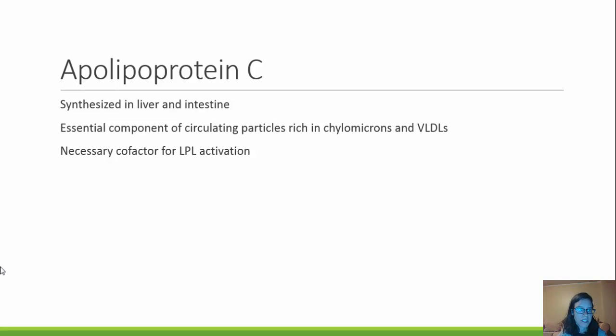Briefly, apolipoprotein C is synthesized in the liver and intestine and is an essential component of particles rich in triglycerides, chylomicrons and VLDLs. So a deficiency in apolipoprotein C2 specifically causes an accumulation of chylomicrons and VLDLs, and it's a necessary cofactor for the activation of lipoprotein lipase needed for lipid degradation.